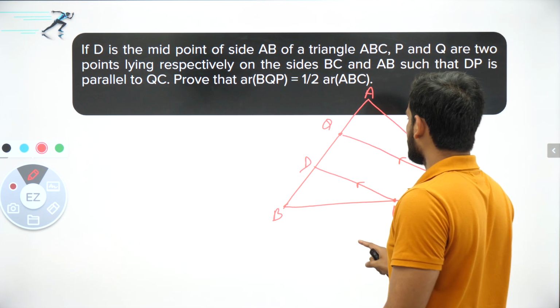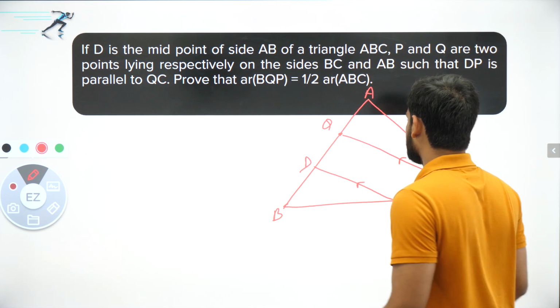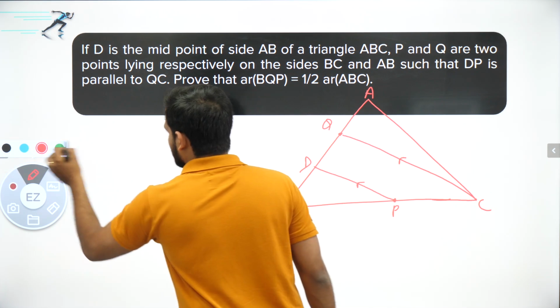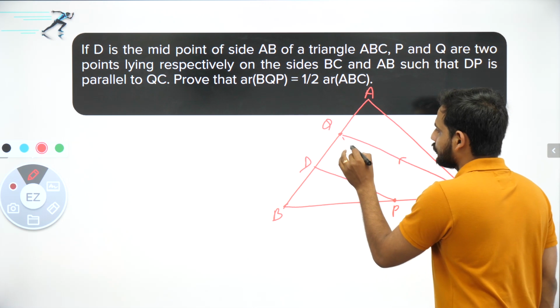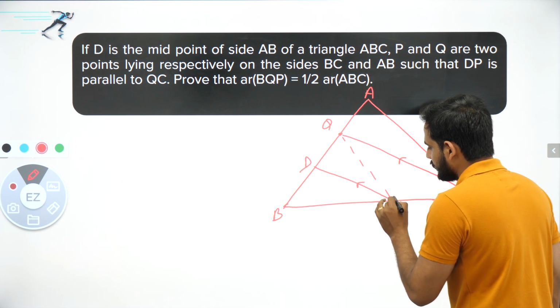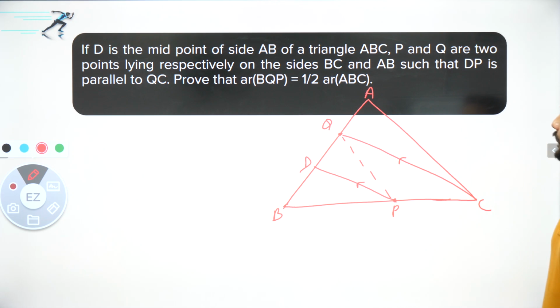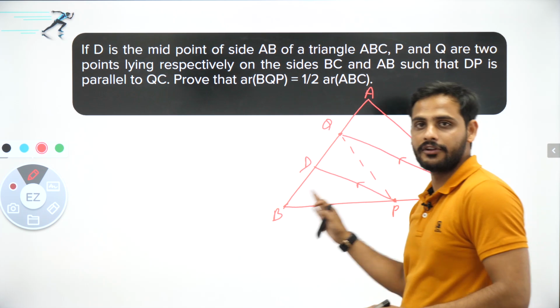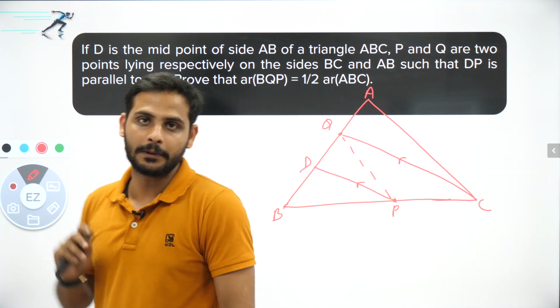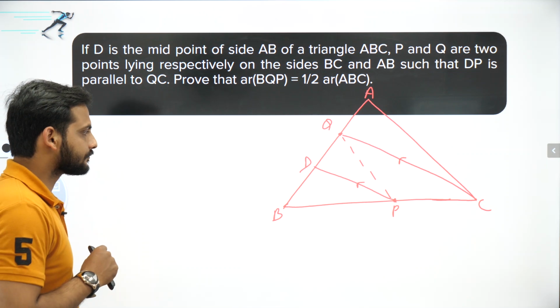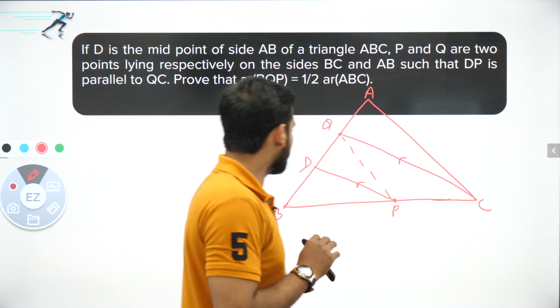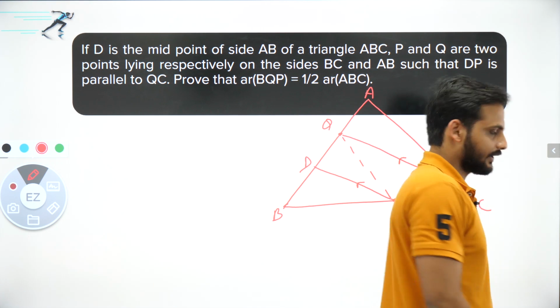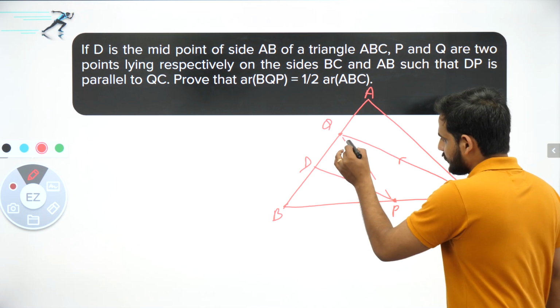Then prove that the area of triangle BQP. So you want to prove that the area of triangle BQP, so let us join it, BQP, is half of the area of triangle ABC. This area is half of the whole area of triangle ABC. How do you do it? So first thing, let's do one thing. Construction.